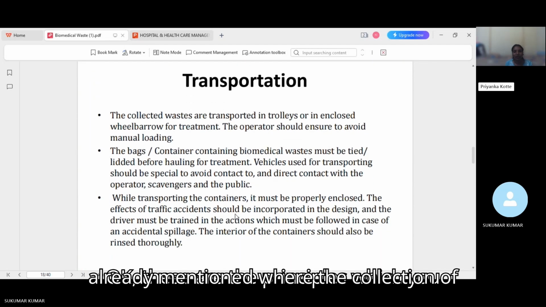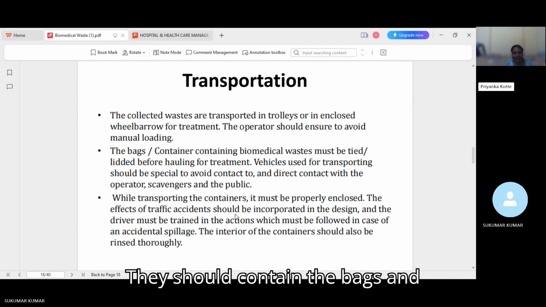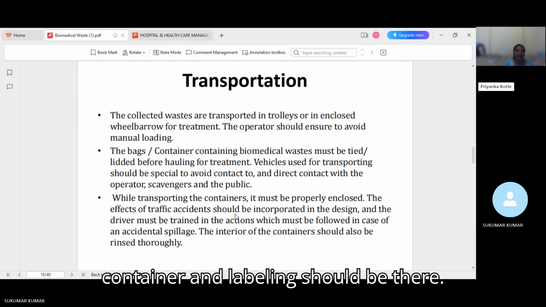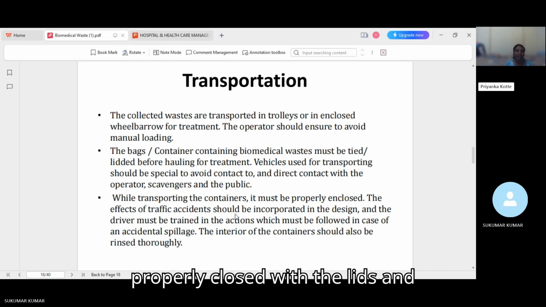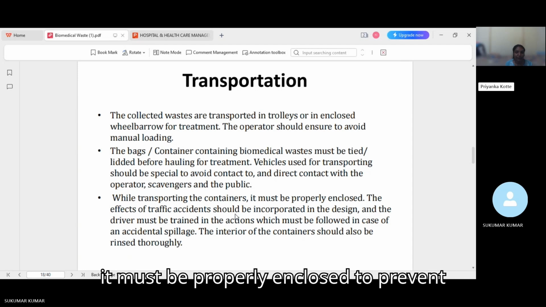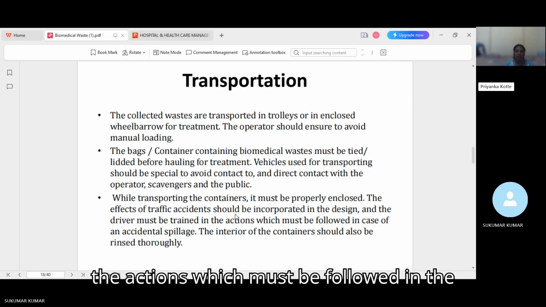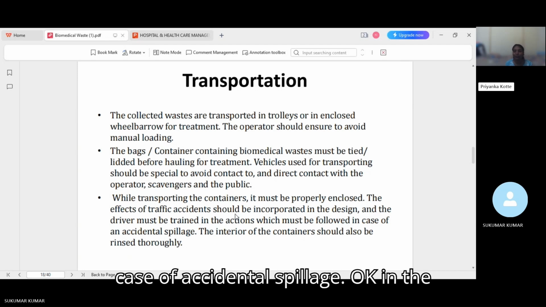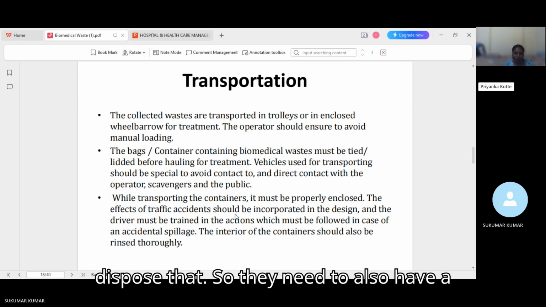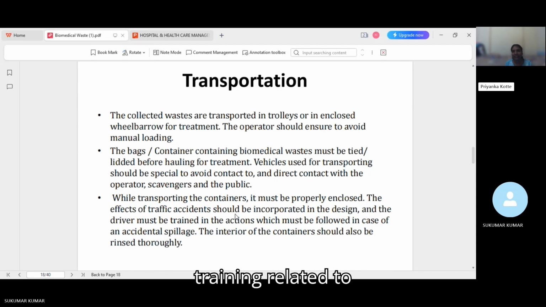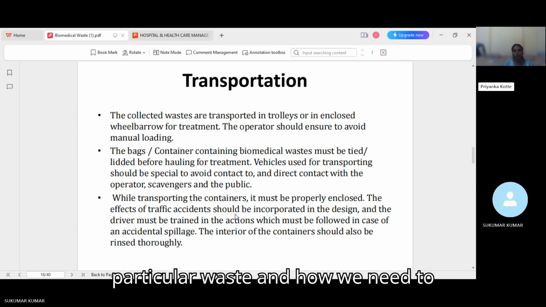These are the principles which I already mentioned. The collected waste needs to be transported in a trolley. They should contain the bags and containers, and labeling should be there. Even the transportation trolley should have the logo and be properly closed with lids, and it must be properly enclosed to prevent accidents. The driver must be trained in the actions to follow in case of accidental spillage. If there is a spillage, he must know how to collect and dispose of it. They also need training related to the treatment option for that particular waste and how we need to follow it.